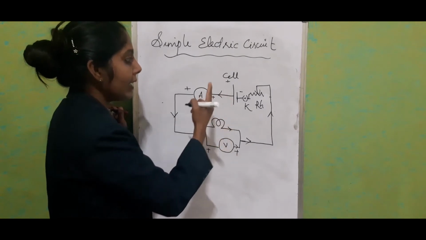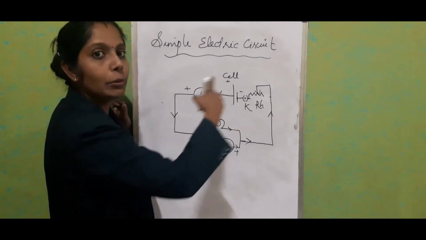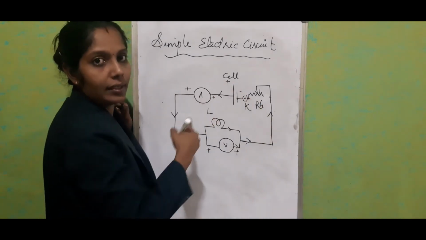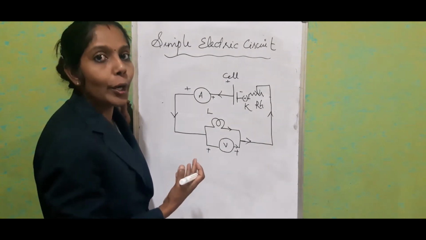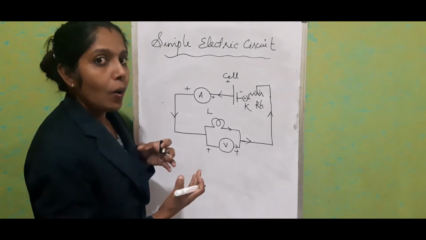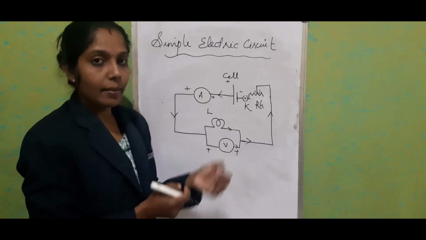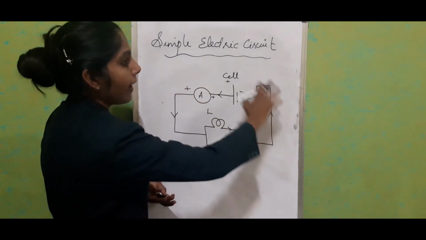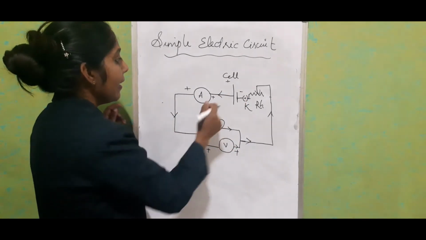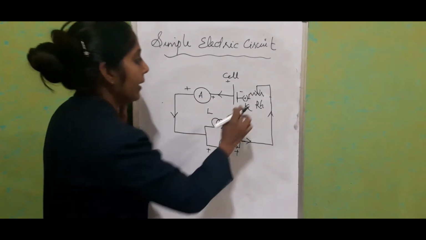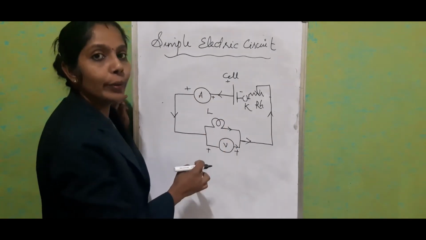Now I am making it a closed key. If all the components allow the current to travel through and it comes back, completing the circuit, we call it a closed path or closed circuit. Now we will see how it works, how we can take the measurement. Once this entire thing is completed and we put the key in, the ammeter shows some reading. Now with nothing plugged in, the ammeter shows 0 reading and the voltmeter also shows 0 reading.